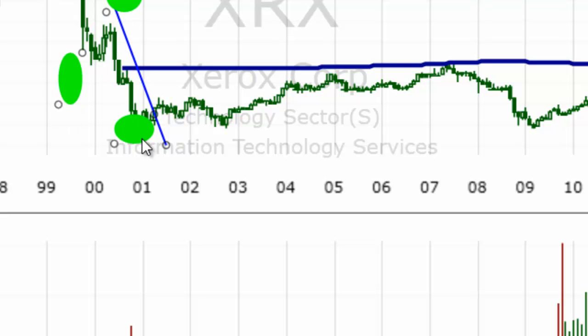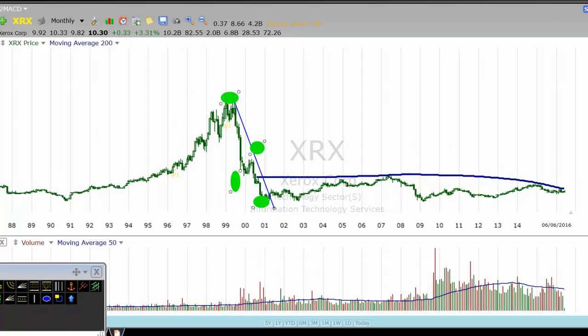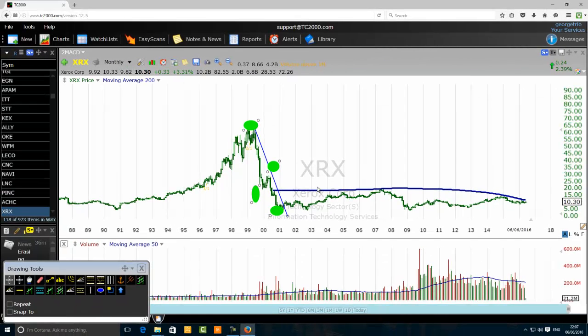So the question we want to answer: are stocks below the moving average 200 always bearish? No. A stock can stay below the moving average 200, and it does not mean that stock is always bearish. As you can see here, we have Xerox stock, and the blue thick line on my chart is the moving average 200. I'm on a monthly chart. You can see that.